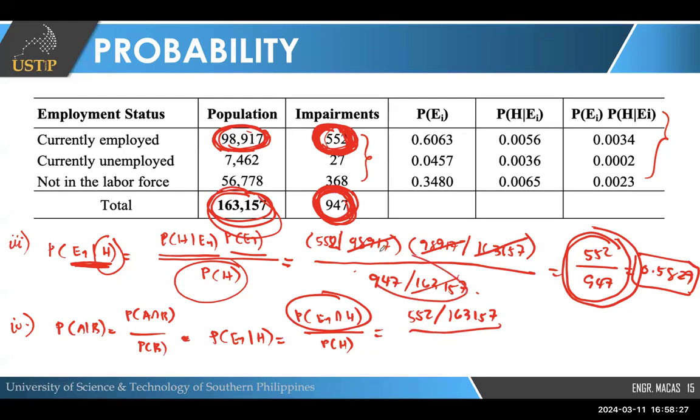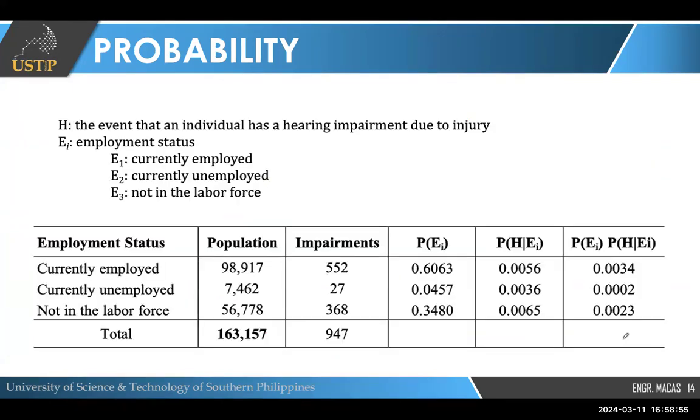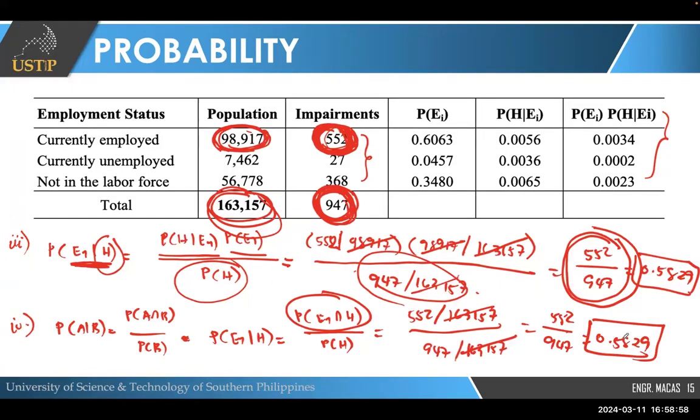Unya ang P of H nimo is kani gyapon 947 divided by 163,157. So tanawa makansel gyapon nato ang ilalom, 163,157. So mao na gyapon ta ang same answer nga 552 divided by 947, which is 0.5829. Okay? So actually mao na gini ang real nga answer. Pinaka-close nga answer kung four decimal places ang tanong. Pero as opposed to your first, daghan na kay ka-error na. Abot na kay ka 0.57, di ba?